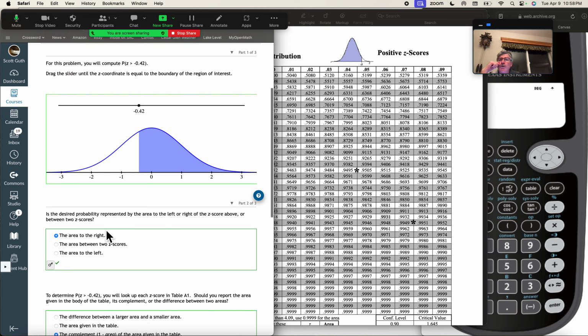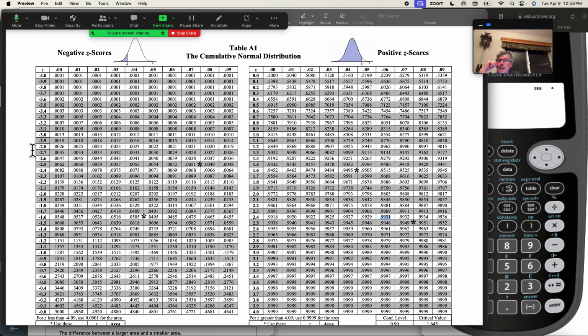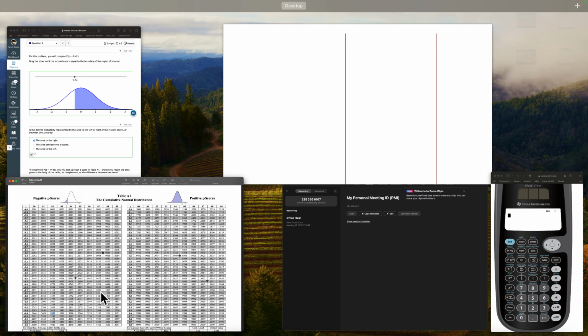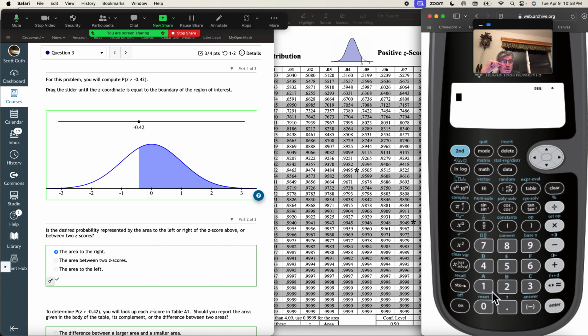So the z-score, again, is negative 0.42. I'll go to the table, negative 0.4 is right here, and then 0, 1, 2. This one is 0.02, so it's 0.3372 here. And we have to do 1 minus that. So let me just bring up the calculator and do 1 minus, I think it was 0.3342. Let me double check that again. Yeah, 0.3372, so that was wrong.